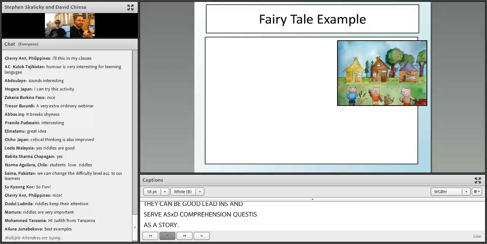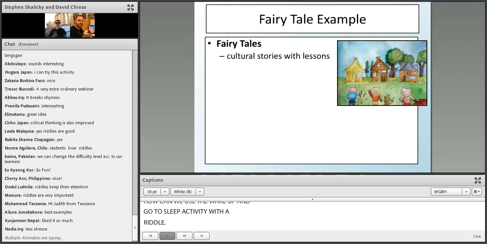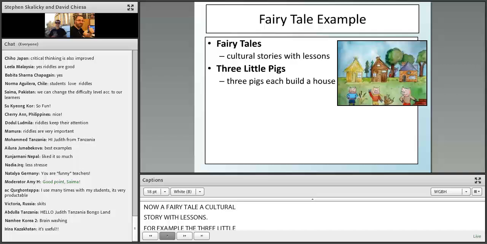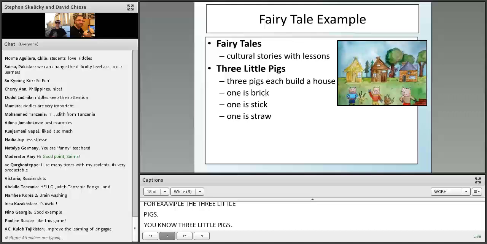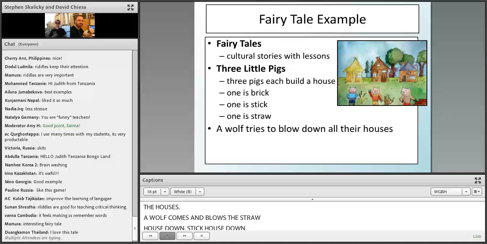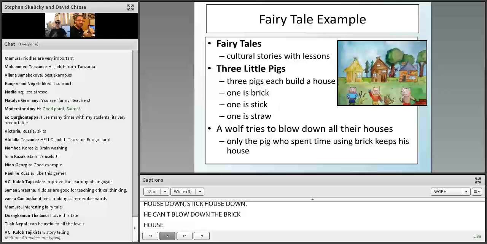Here's an example. Let's say you just taught a fairy tale. A fairy tale is a cultural story with lessons. For example, the three little pigs. Three pigs each build a house. One is made of brick, one is made of stick, and one is made of straw. A wolf comes and blows the straw house down, blows the stick house down, but he can't blow down the brick house. So what did we learn from this story? That only the pig who spent time using brick keeps his house.